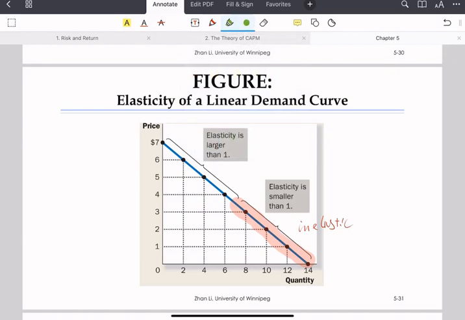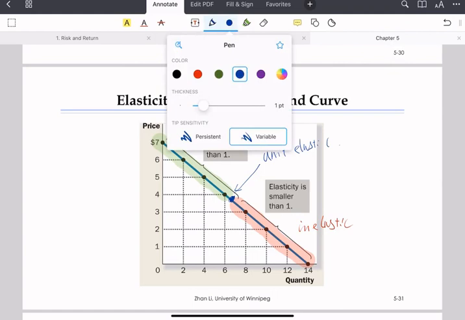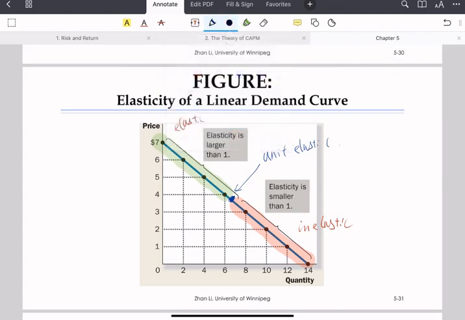And for this portion, when price is high, we have elastic demand. And we have a special case here, which is unit elastic. So how do you make sense of this result? Well, I could give you a simple intuition. You can see that when price is low, consumers are not very sensitive to price changes. So the demand curve is inelastic.